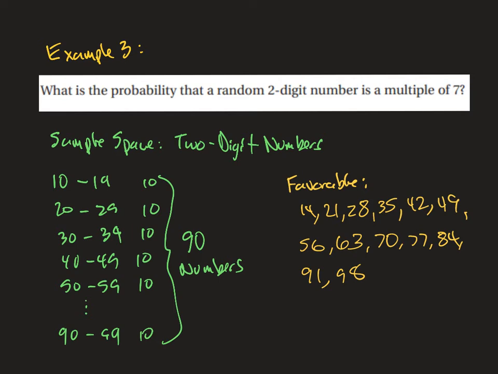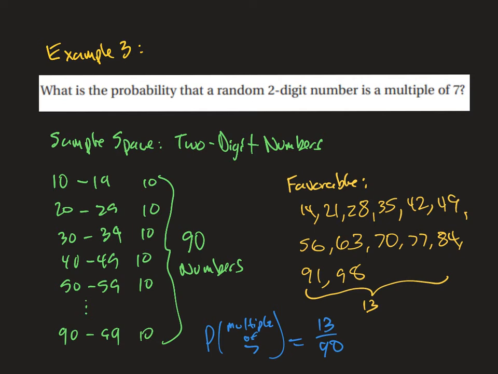So how many of those are there? There are 1, 2, 3, 4, 5, 6, 7, 8, 9, 10, 11, 12, 13. And so my probability of a multiple of 7 is going to be 13 over 90.